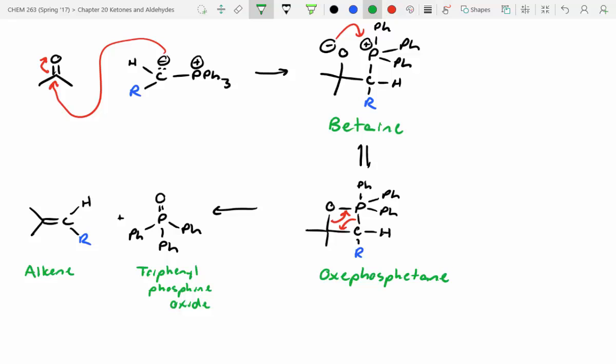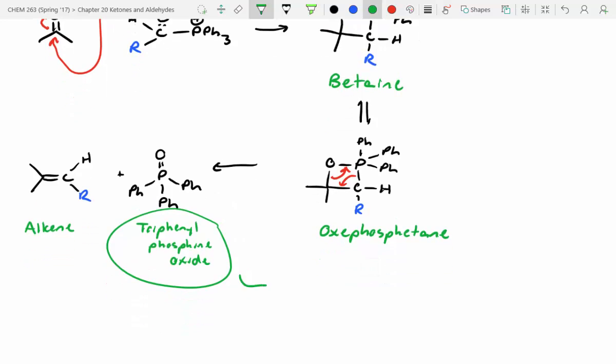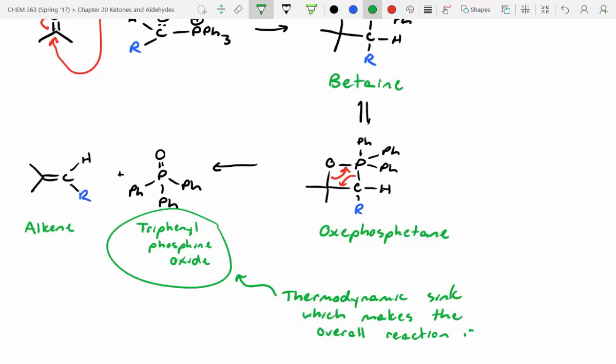This four-membered ring intermediate that we went through is called an oxaphosphetane. So if you ever want to win at Scrabble, you can throw that down. But the main driving force of this reaction is the formation of this triphenylphosphine oxide. It is a huge thermodynamic sink. Once you make it, it is not going in the reverse direction. That makes the overall reaction irreversible.